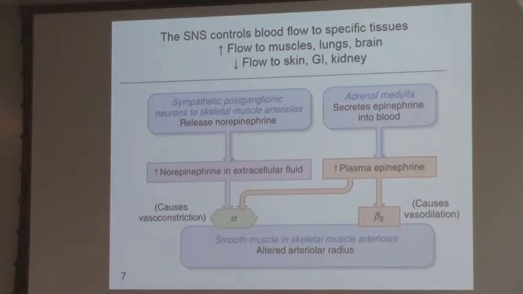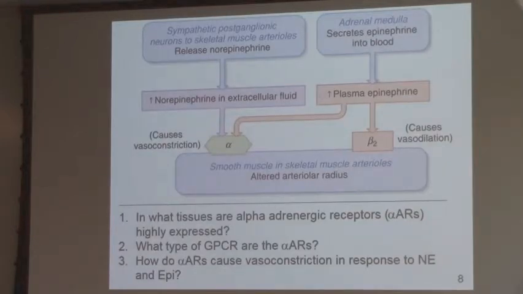So now it's confusing, and I want you to work with this, thinking about maybe working in small groups, 2 or 3. Think about in what tissues are alpha adrenergic receptors highly expressed. In what tissues does activation of the sympathetic nervous system, norepinephrine, cause vasoconstriction?